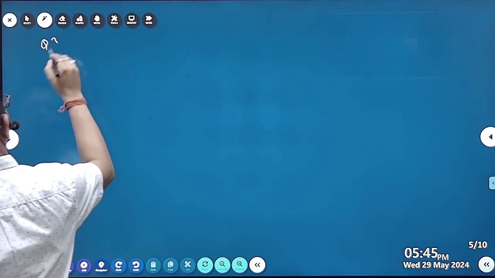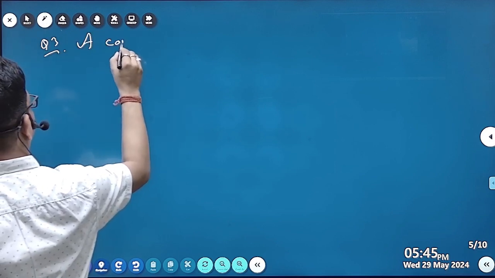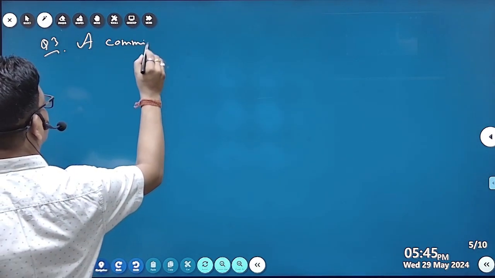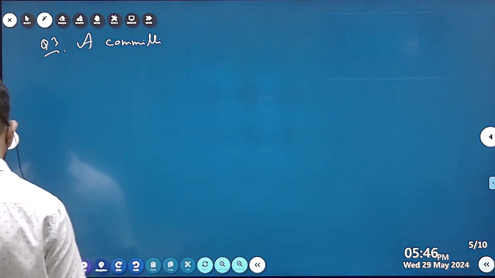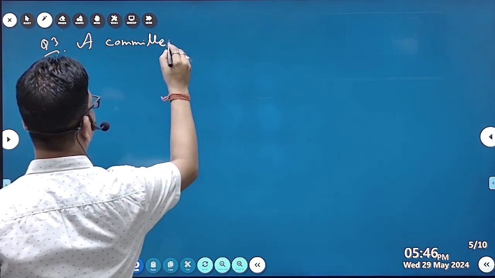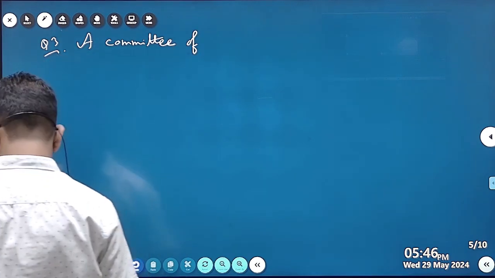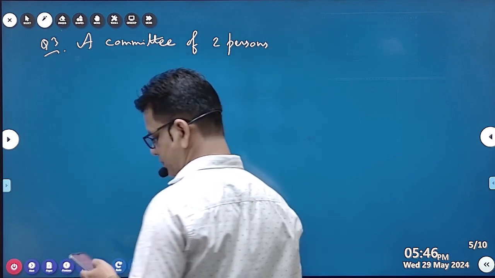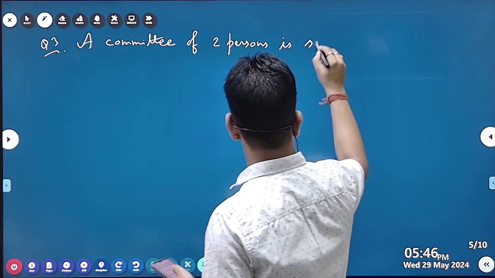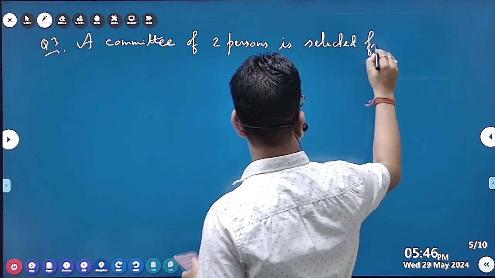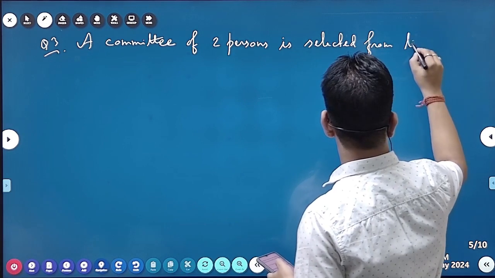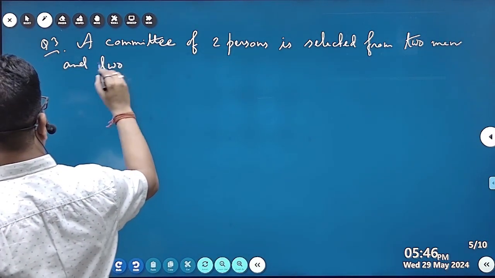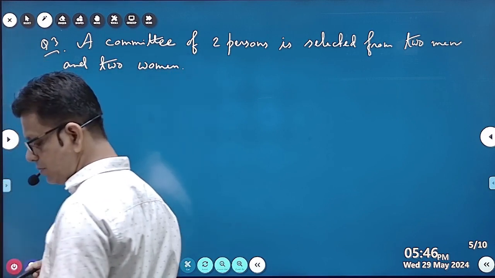Question number 3. A committee of two persons is selected from 2 men and 2 women. It is a question from one of last year's papers.